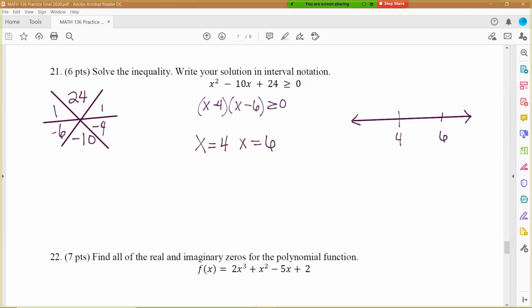So give me a number that would be in this region. So any number smaller than 4? Why would you not pick 0? So I would pick 0. Easiest number I can think of that is less than 4. So I would check 0.